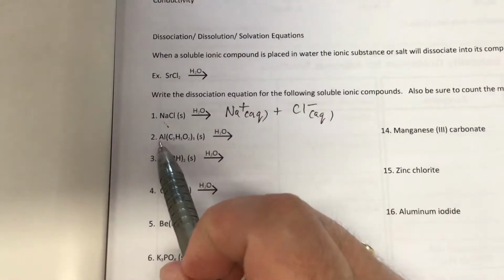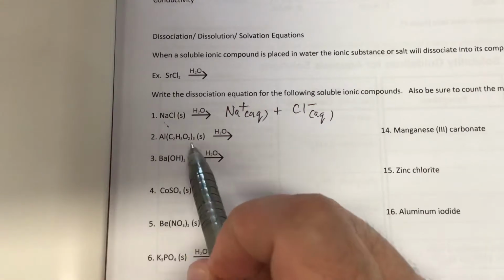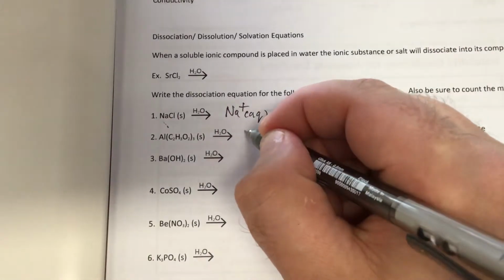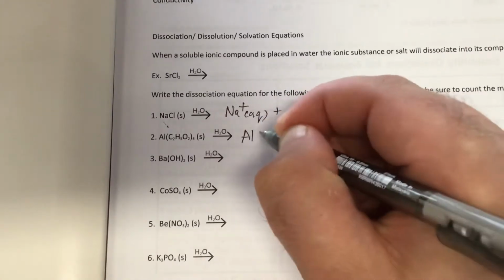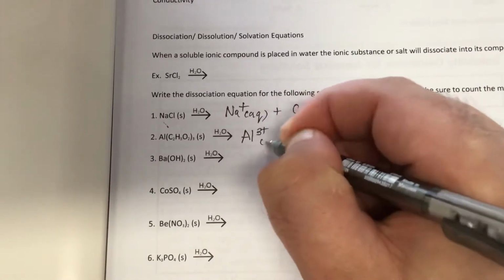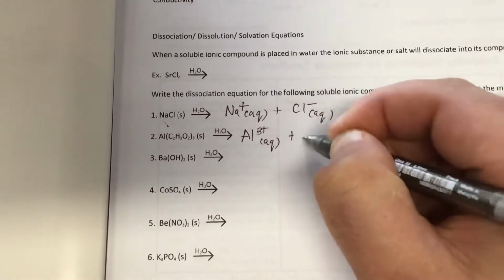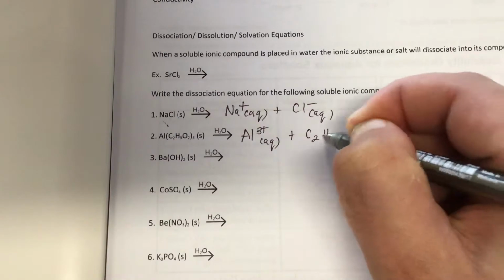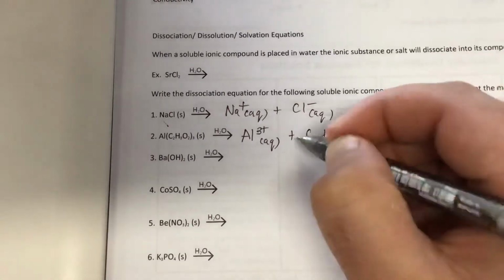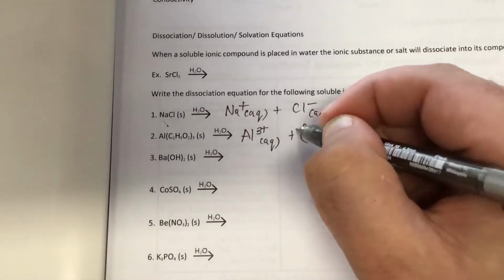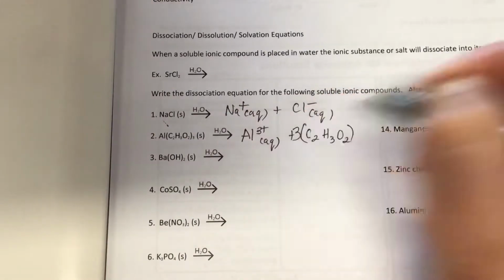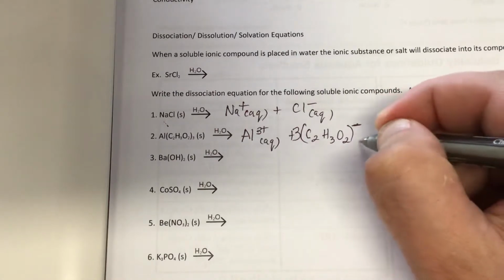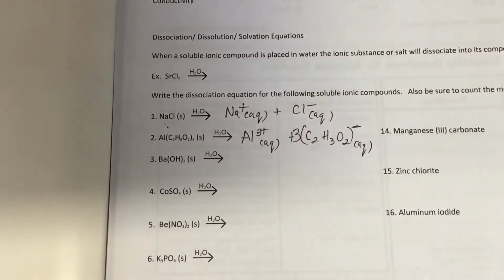Okay. This is aluminum acetate. It's acetate, so we've got aluminum, and the charge for aluminum is 3+, aqueous plus acetate, which is C2H3O2. We need to be careful. We've got 3 of those, and that's going to be minus, aqueous.